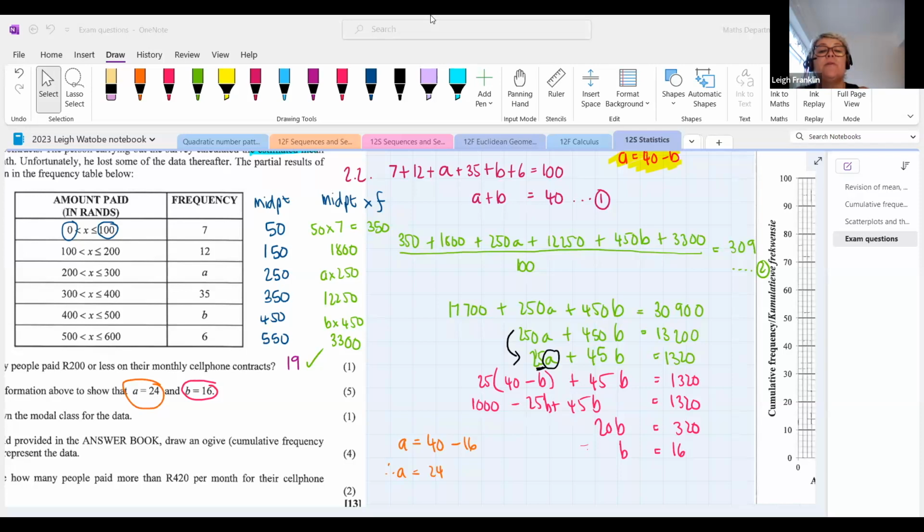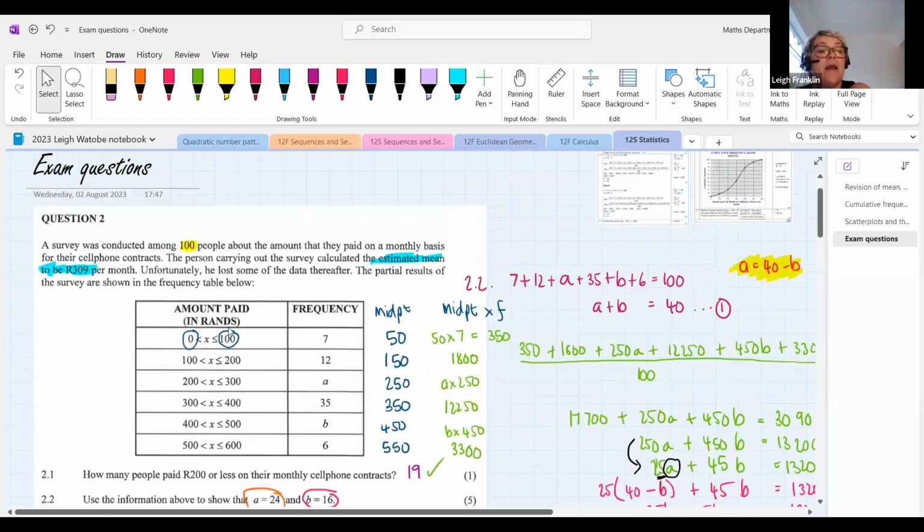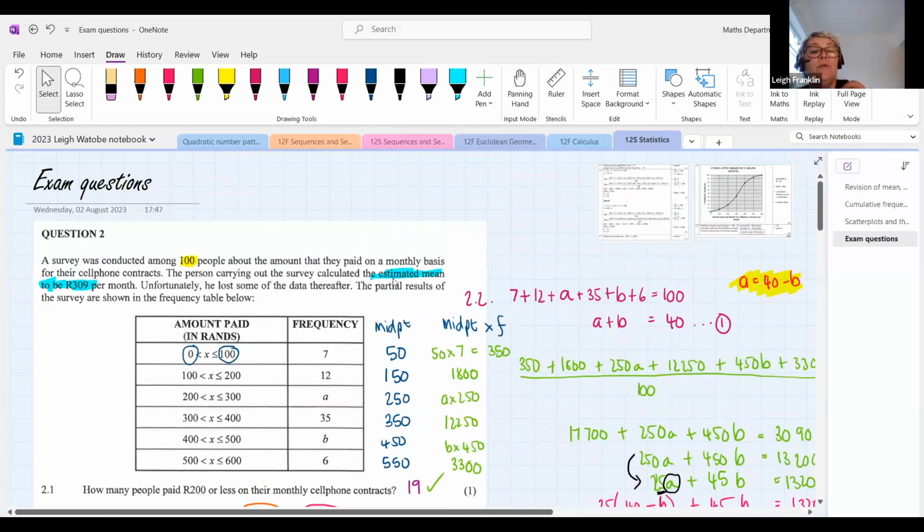Okay, next person. Ayanda. The 309 was given, Ayanda. Okay, that was part of the question. So if I just go back over here, can you see here highlighted in blue? The estimated mean is 309. That was given.